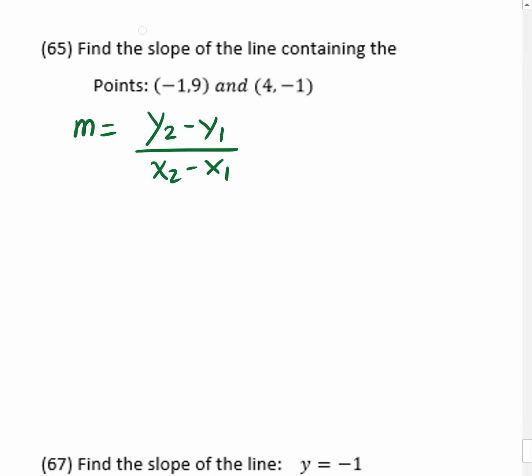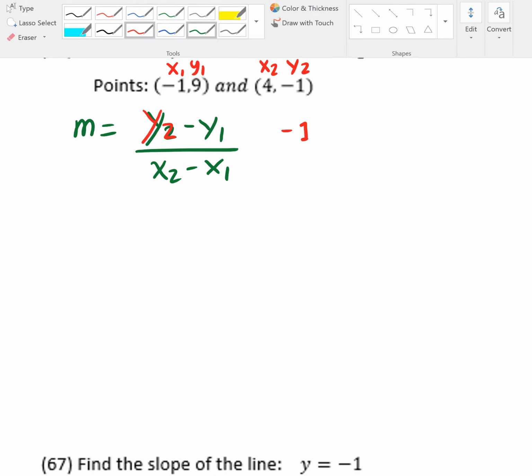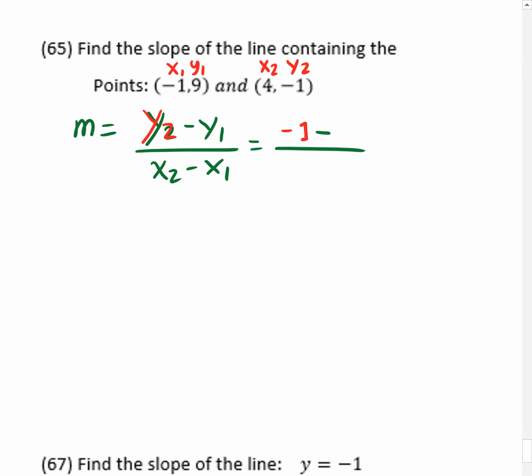So as long as you label them correctly, I'm going to label this guy x1, y1, because that's the x value and the y value of the first point, and then x2, y2, since that's the x value and the y value of the second point. And then just replace them. So y2, that's -1. And I'm subtracting y1, which is here, 9. That's over x2, which I labeled here as 4.